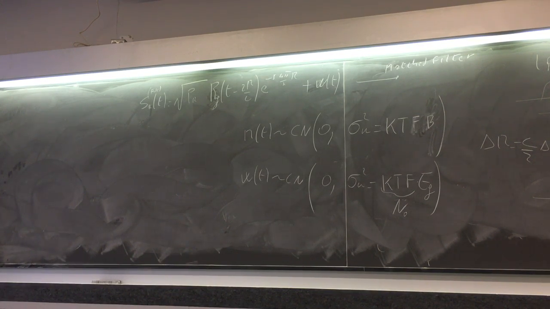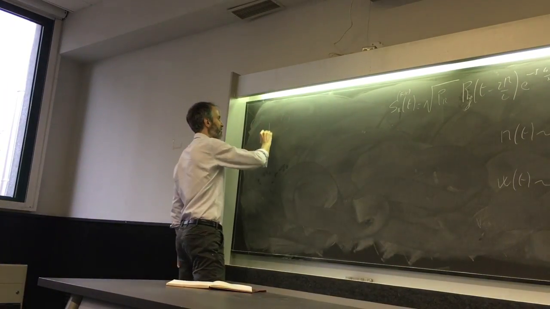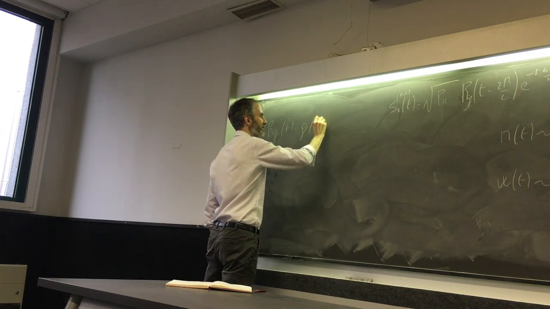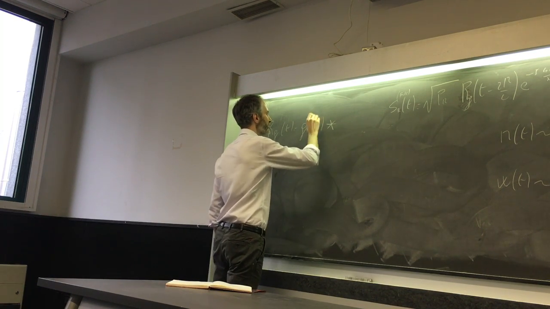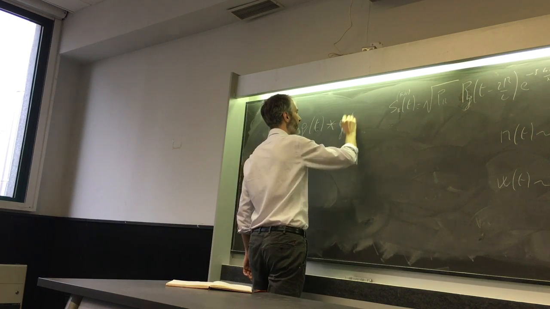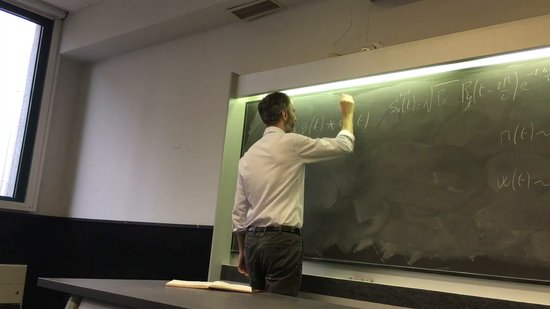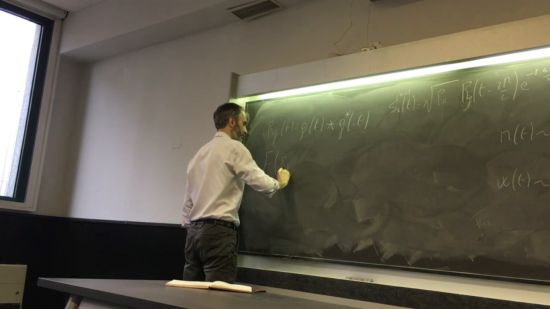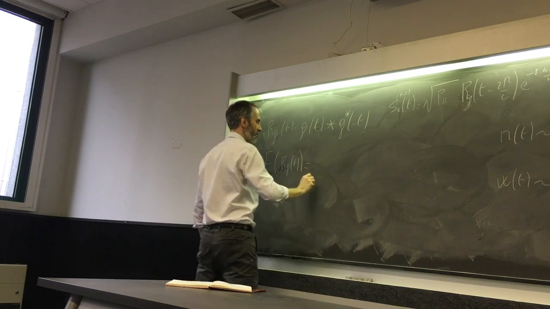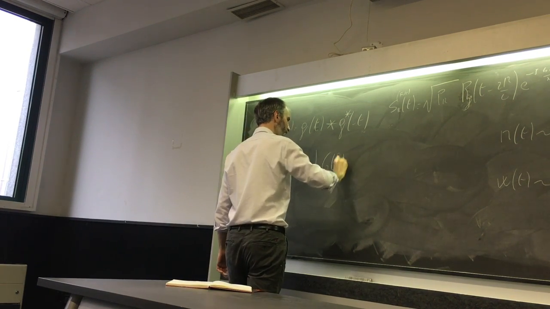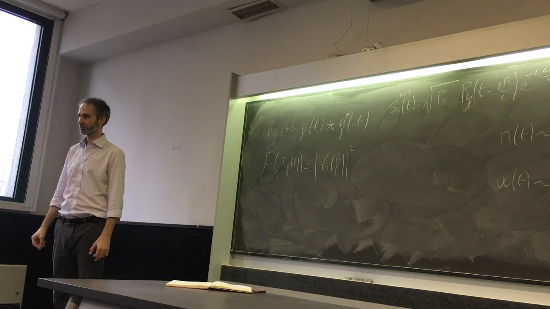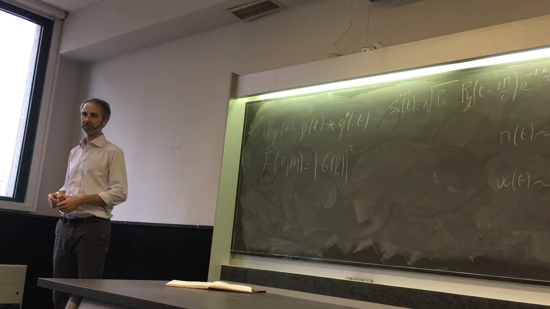You can, for example, notice that since the autocorrelation function is given by g of t convolved with itself, then its Fourier transform is equal to the squared magnitude of the Fourier transform of g. From polarity, you have to know it.